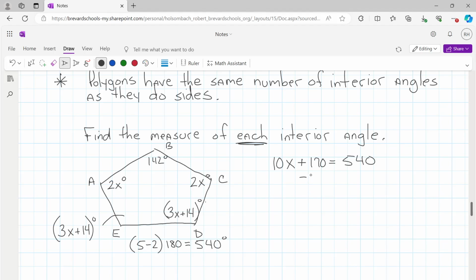All right, so if we subtract 170 from each side, then we got a 10x that's equal to 370. Divide both sides by 10, and our x is equal to 37. So we're one step closer to finding each of these angle measures.